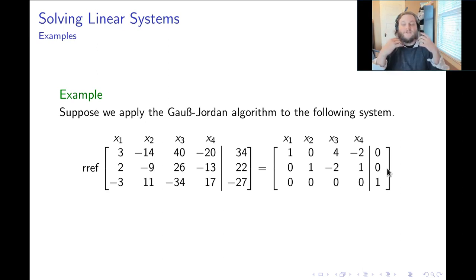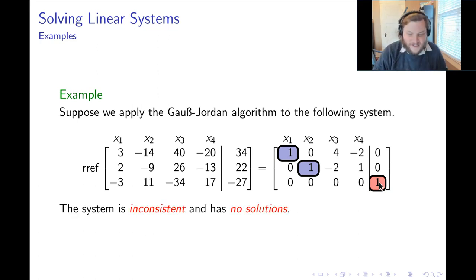I know how to do the analysis here. In the reduced row echelon form, it looks like I have a pivot in the x1 column, a pivot in the x2 column, but evidently I have a pivot in the last column as well. Here we can sort of see that in the reduced row echelon form system, the last equation is 0 equals 1. So we know that the system has no solutions.